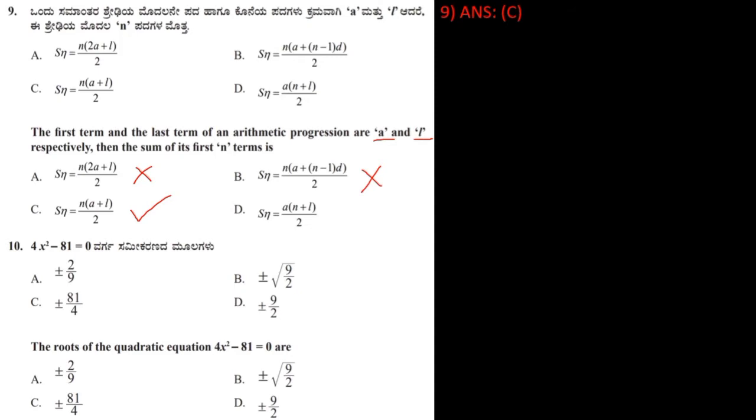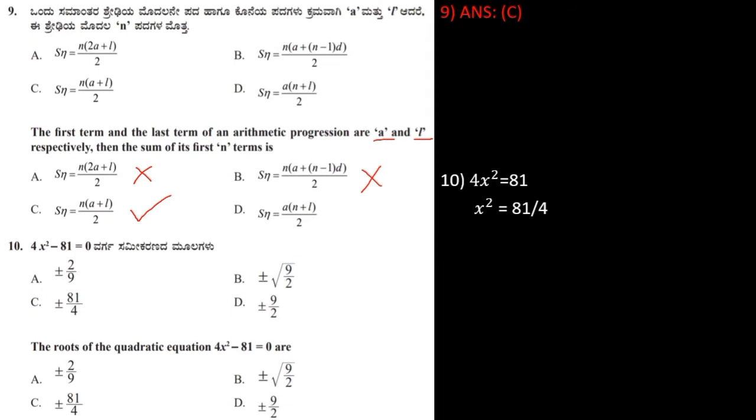Next, 10th one, the roots of the quadratic equation 4x squared minus 81 is equal to 0 are. This is also a repeated one from my videos, you can go through that. Here we have 4x squared minus 81 is equal to 0. I'll take 81 to that side, it will become plus 81. So x squared is equal to 81 divided by 4, because 4 will come down.